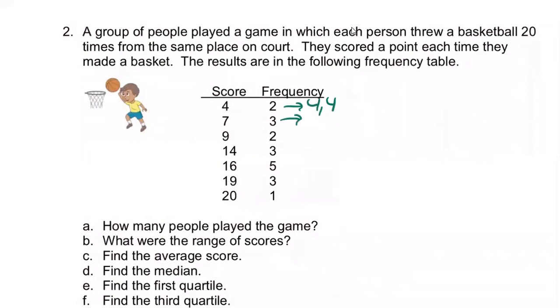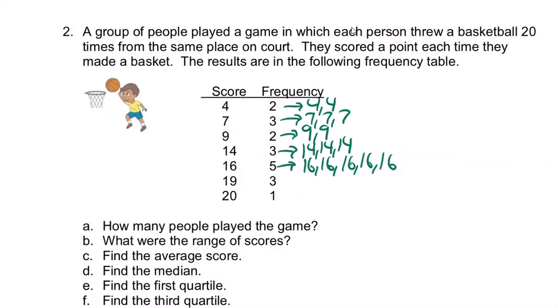And 3 people got 7 out of 20. And 2 people got 9 out of 20. And 3 people got 14 out of 20. That's pretty good. 5 people got 16 out of 20 baskets. 3 people got 19 out of 20, and 1 person got all 20 in.